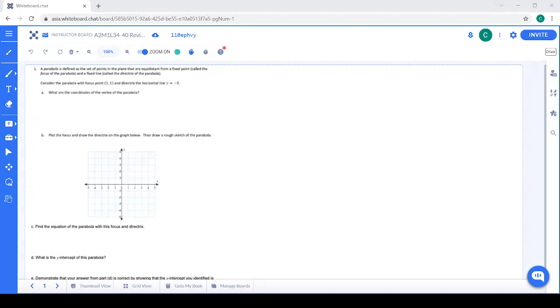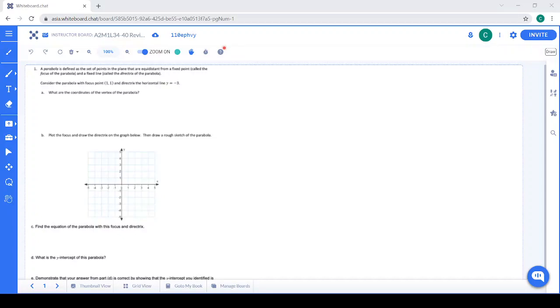Okay, this is going to be your review answers, and I'm going to walk through all these. If you know these, you know the vertex form of the parabola. Should be fine on this quiz.